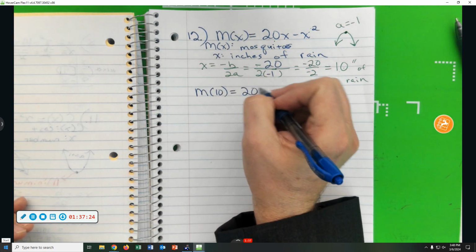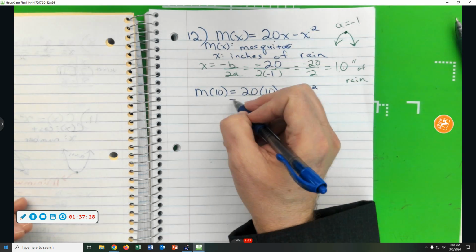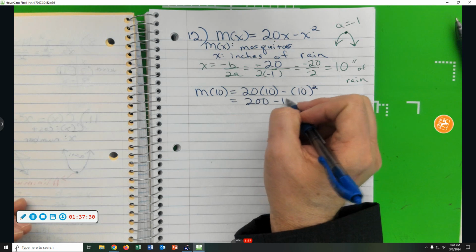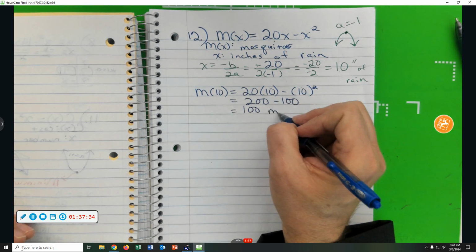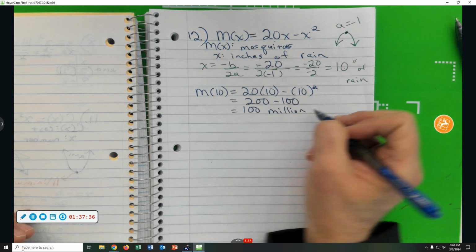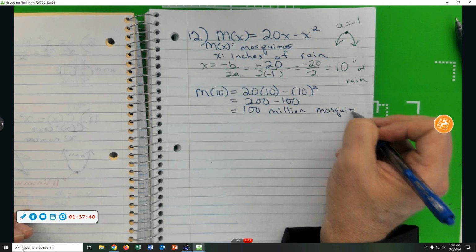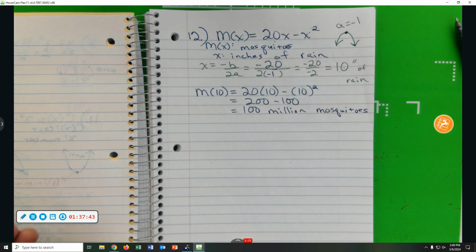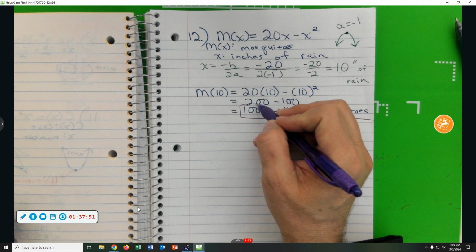That's 20 times 10. This is another one I can do in my head. That's 200 minus 100. It looks like there's 100 million mosquitoes. So when there's 10 inches of rain in June, we have 100 million mosquitoes in wherever this fictitious country is.